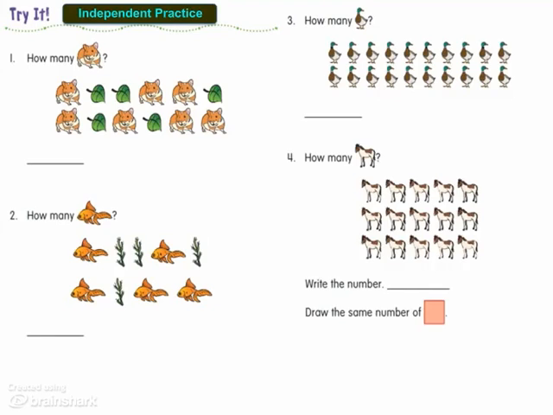Finally, the students come to the Try It section of the lesson. This is meant to be independent practice. The students do not have any instruction or guidance with this practice, but they are asked to practice the same strategy they learned on the previous pages.